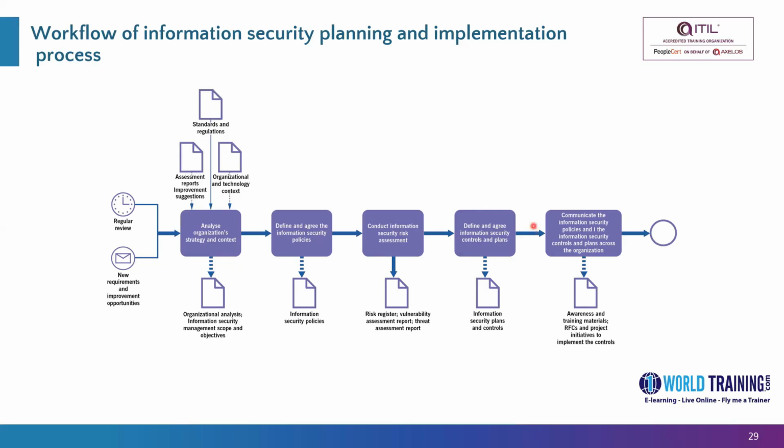And lastly, in the last step, it's about communicating the policies and the controls and the plans as well. And also to implement them. Therefore, awareness and training materials, requests for changes, and project initiatives to implement the controls. So you should read the last box as communicate the information security policies and implement the information security controls and plans across the organization.